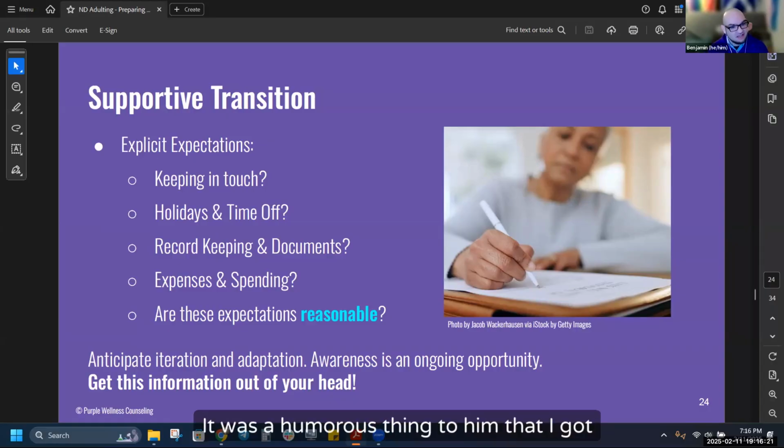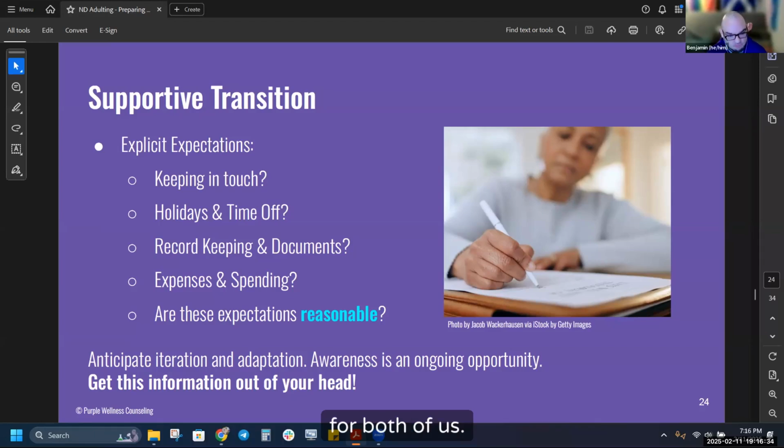It was a humorous thing to him that I got into a place where I didn't need that same engagement every day. And it also made it tough for him to know if he needed to put time aside in the evening to talk to me. So being clearer about what our expectations and needs were would have made that easier for both of us.